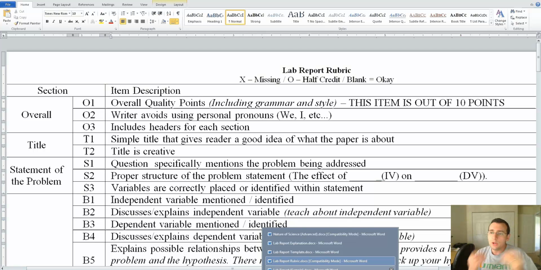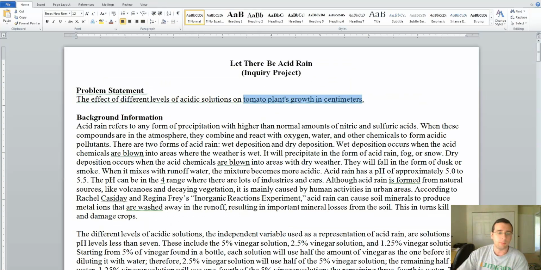So let's see that. What is she going to be measuring? The growth of the plants. So there you go. So that's on the second blank, tomatoes plant growth in centimeters. She even specified she was going to measure in centimeters. Very nice. And that gives you an idea of the outcome that she's expecting. And that was a dependent variable. It is in the right spot. So good. And then what is she going to be changing? She's going to be changing the acidity of the solutions, or in this case, to represent the acid rain. So the effect of different levels of acidic solutions, independent variable. Very good. So she did everything right.